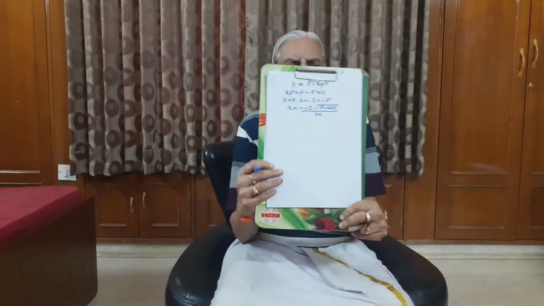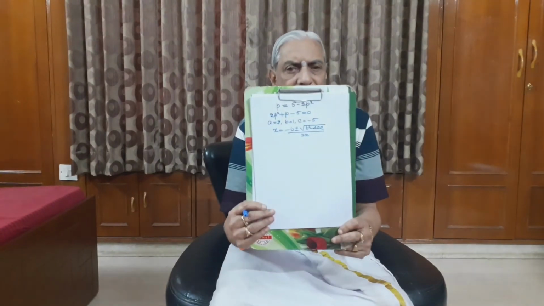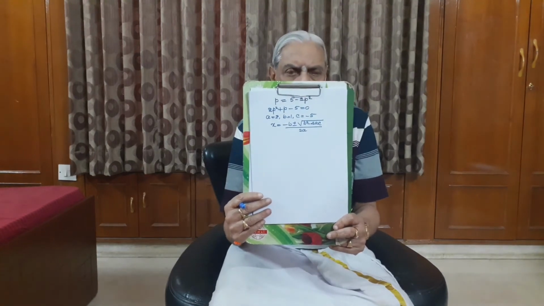What is the next step? In the next step, you have to apply the formula. What is the formula? The formula I am going to write now. X is equal to minus B plus or minus square root of B squared minus 4AC, whole divided by 2A. This is the formula. It's not a new formula; I'm repeating it a number of times. X is equal to minus B plus or minus square root of B squared minus 4AC, whole divided by 2A.